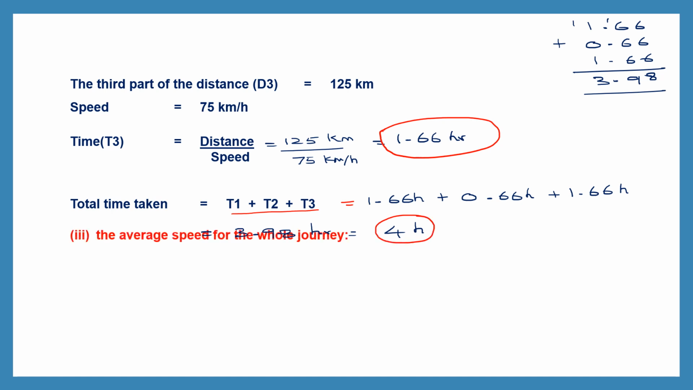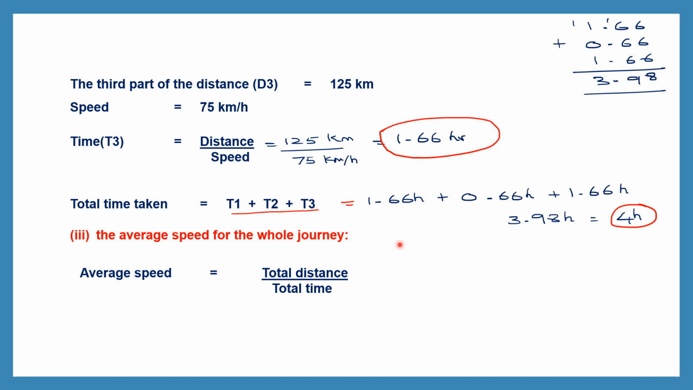Now we have to find the average speed for the whole journey. So what is the formula for speed? Speed is distance by time. So average speed is total distance by total time. Now total distance is already given to us in the question as 300 kilometers and the total time we have found out to be 4 hours.